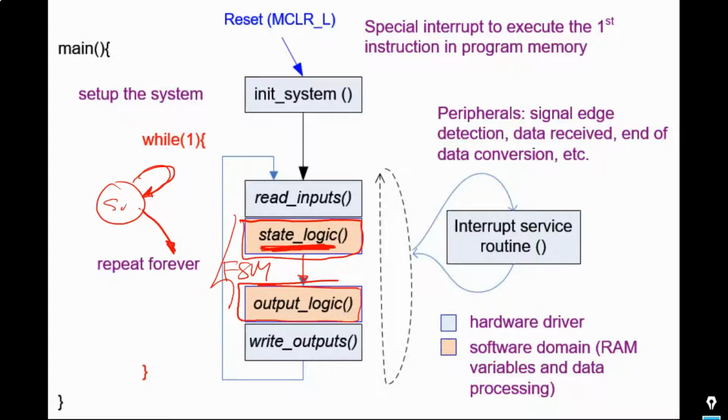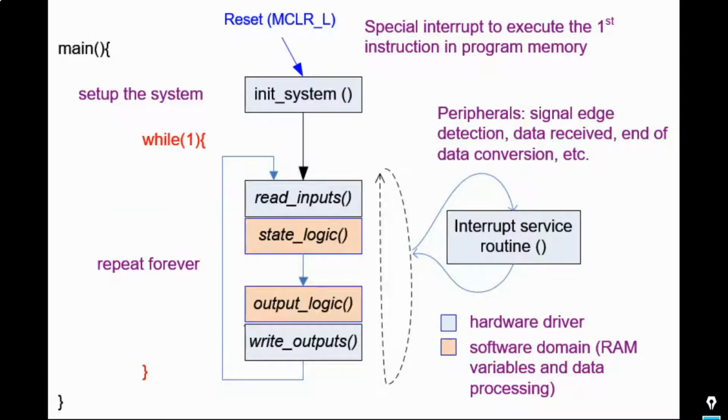Okay, and once the output logic has calculated all the RAM variables that are outputs, what goes next naturally is to write them to the given pins that are connected to LEDs or valves or motors or indicators or sound machines, whatever you have in mind as output of your system. And you do that calculation once and forever. This is the point.